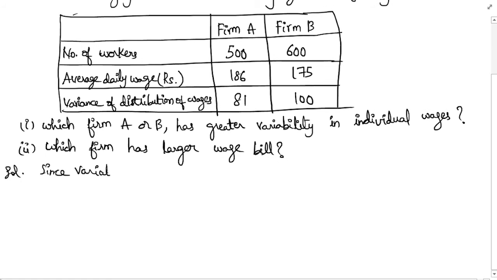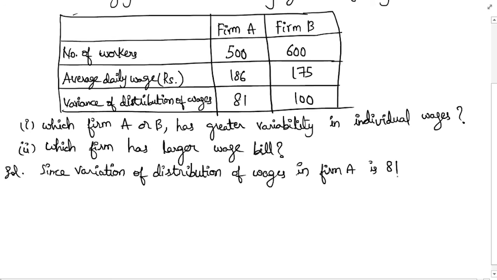Since the variation of distribution of wages in firm A is given as 81, that is sigma 1 square is equal to 81. That implies sigma 1 is equal to 9.